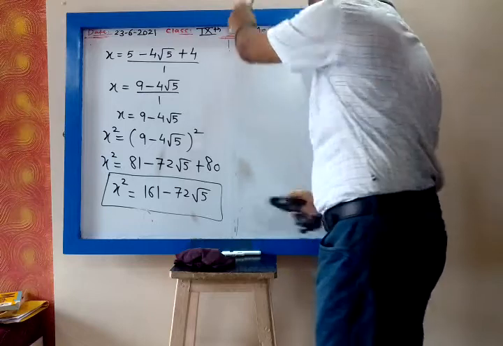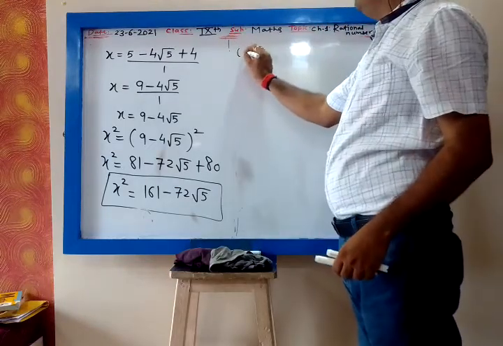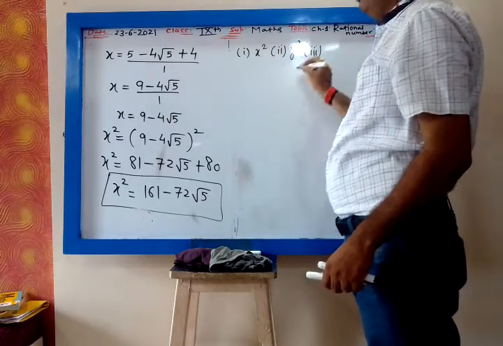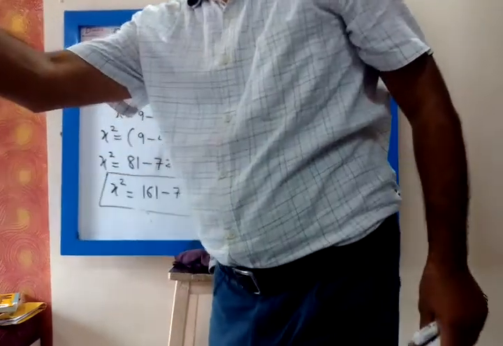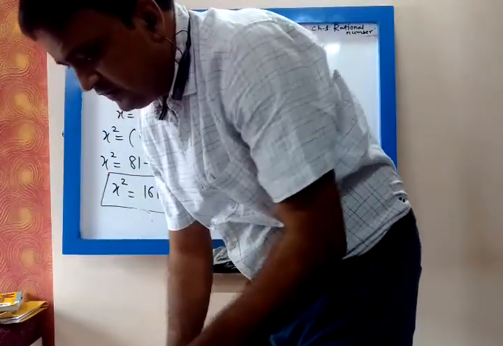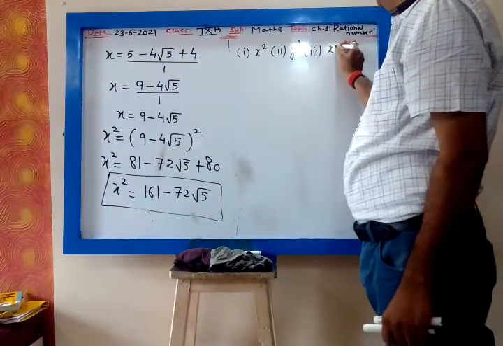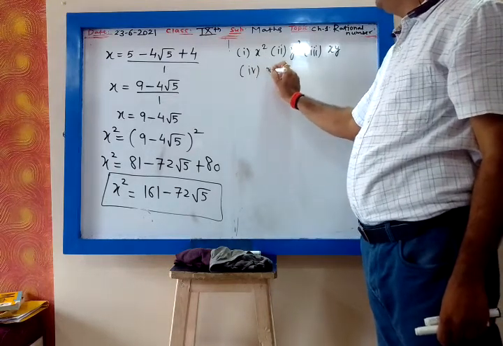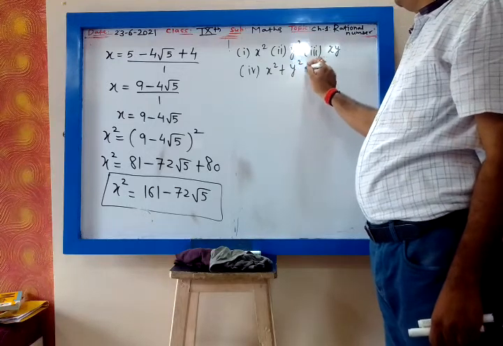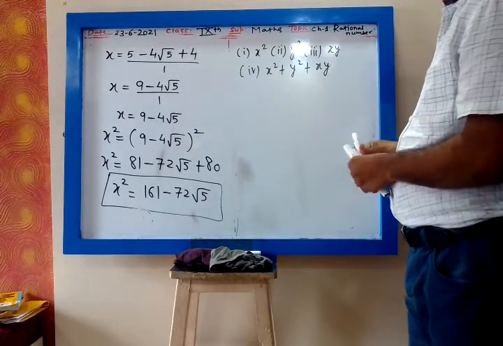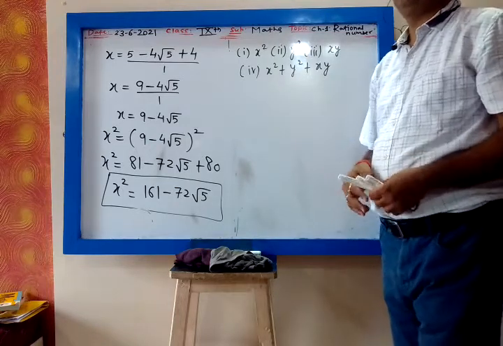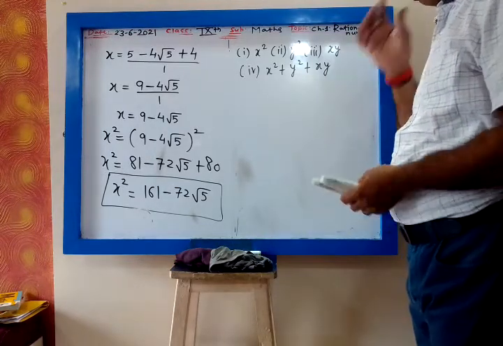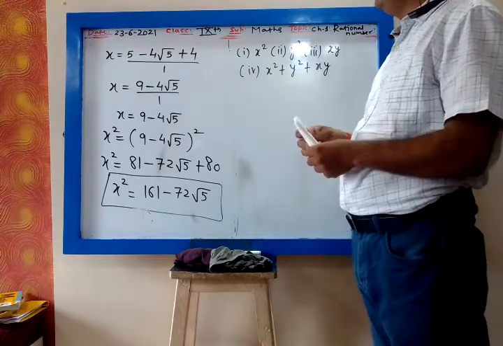So what was the question? First was x square. Second, y square. Third, I have not written, third it is xy. And fourth, x square plus y square plus xy. No, fourth one is not that. If it is 2xy, then it is x plus y whole square. Okay. Anyway, let us find y square.